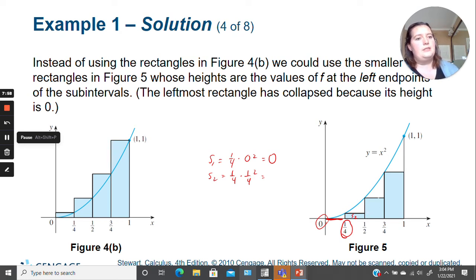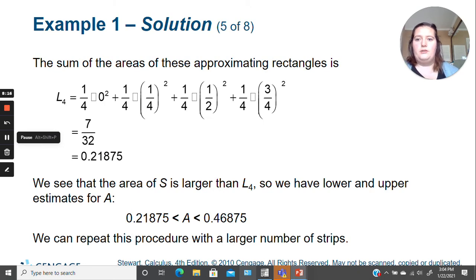Now, if you look at this, is this going to be an overestimate or an underestimate? Remember, we're trying to figure out the area under the curve. What we're doing is adding up all these blue pieces. So it looks like this is going to be an underestimate when we figure it out. So I plug those in, and these little rectangles are just multiplication. Plug all that in, and I got 0.21875. And that was an underestimate, like we said. So now we know that the area is somewhere between 0.21875 and 0.46875.